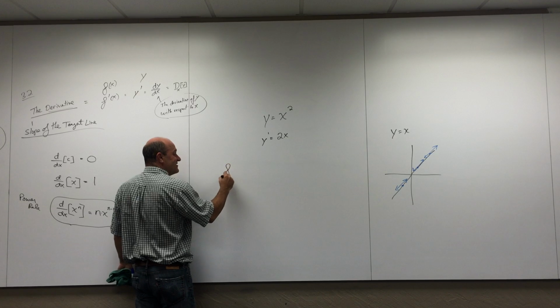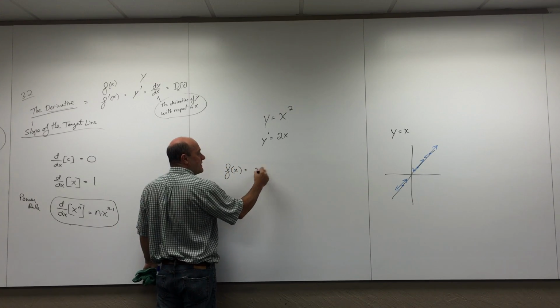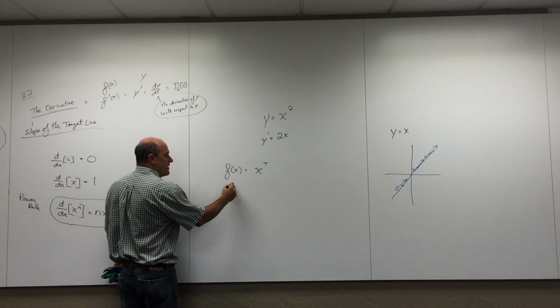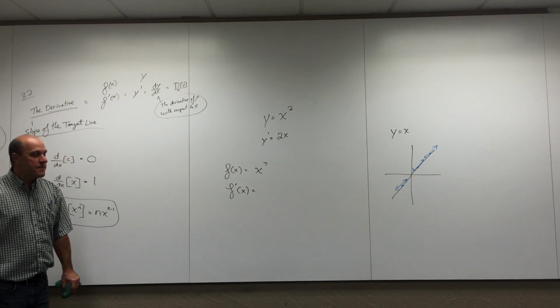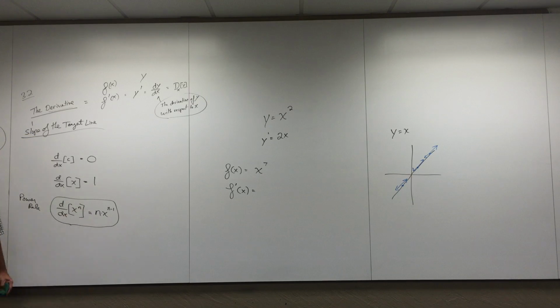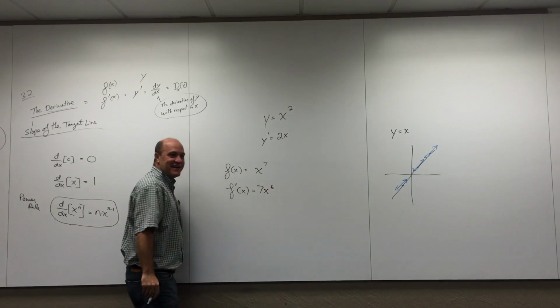Is this fun or what? Check this out. Can you do this derivative? x to the 7th. The derivative is called f prime of x. According to the rule, you bring the 7 down, you subtract 1 from the power. Is that awesome or what?